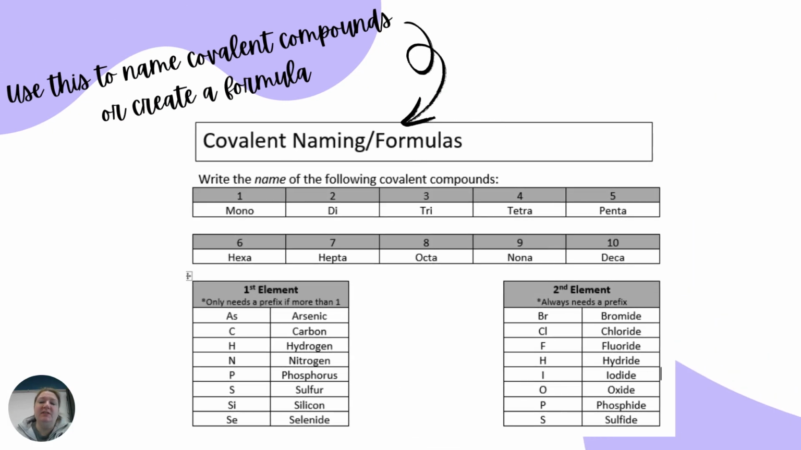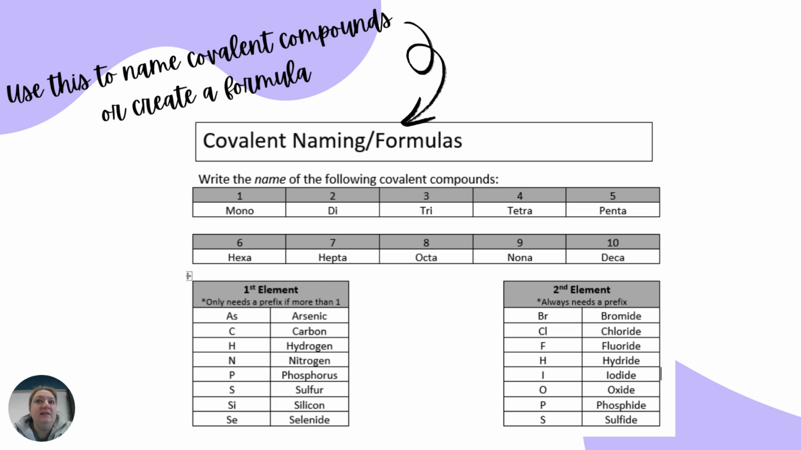So first and foremost, this is your cheat sheet for covalent formulas. At the top, we have all the prefixes. The prefix for mono is 1, di is 2, tri is 3, tetra is 4, penta is 5, hexa 6, hepta 7, octa 8, nona 9, and deca 10.